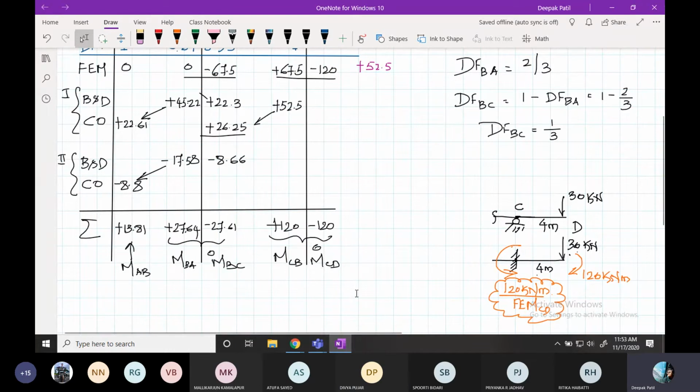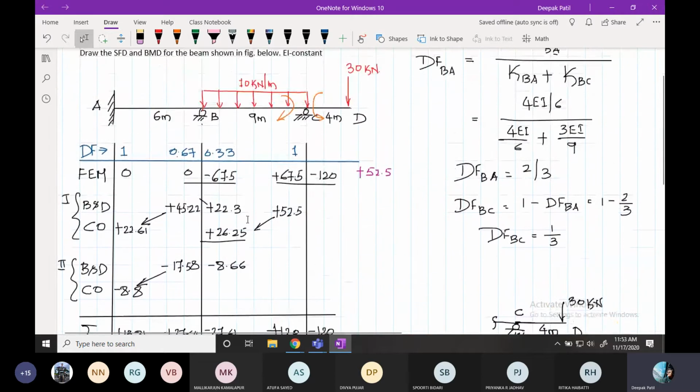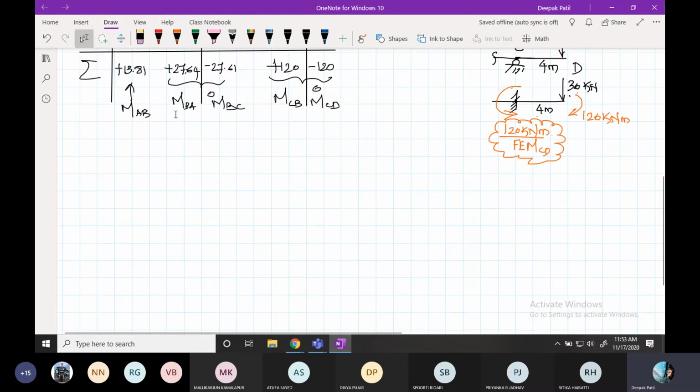If no doubts, let us move further and draw the shear force diagram and the bending moment diagram. For that purpose, I will take each span one by one. Then only it will be easy for me to explain how to do that. I will take span AB first. This is your support A, this is your support B, so span AB is 6 meters.